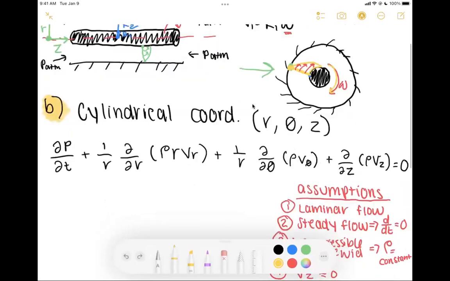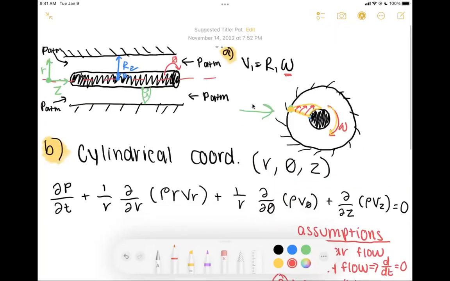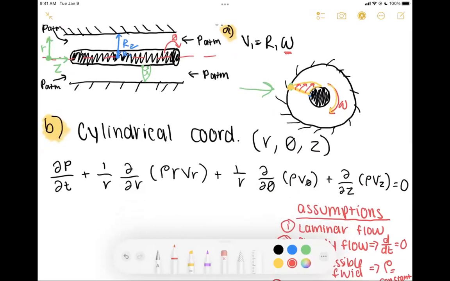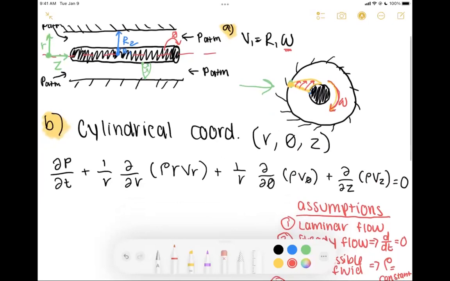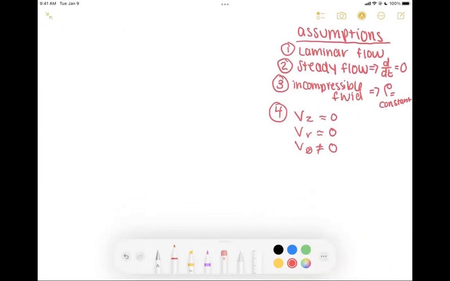So go back down and I say, okay, well, VR is equal to 0, which means that V theta is most likely not going to be equal to 0. And you can attest to that because you are changing the velocity as you go around in this direction here. You can also use this diagram to do the same thing. So that gives us our fourth assumption.